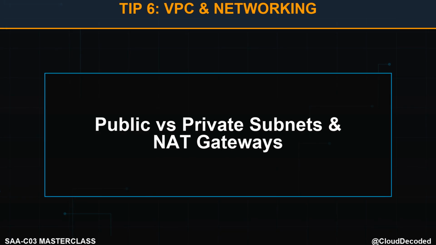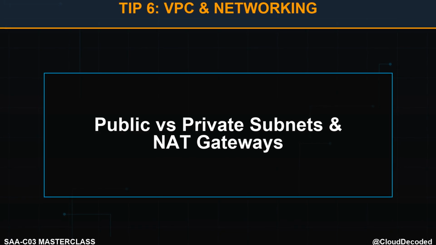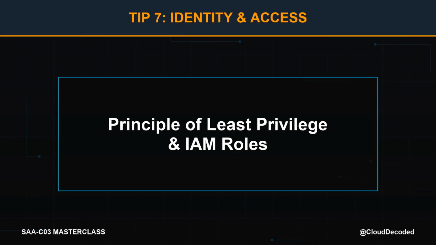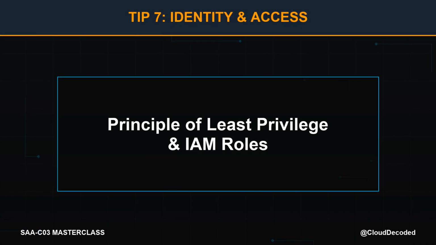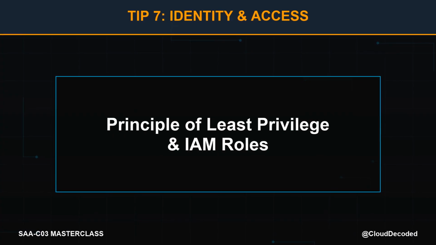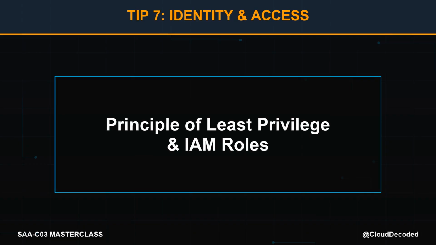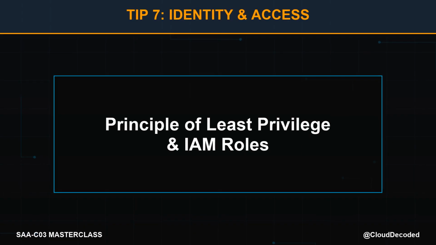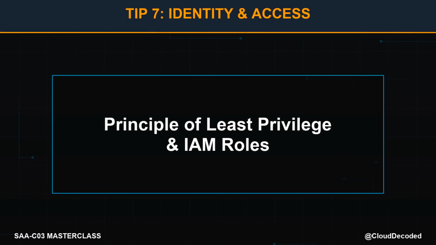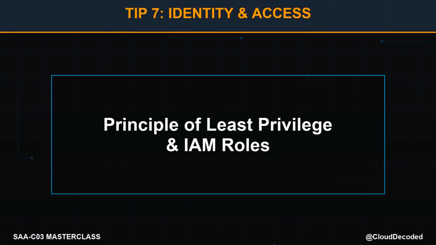Network ACLs are stateless and operate at the subnet level. Tip 6. IAM and the principle of least privilege. This is Job 0 on AWS. Always give users the minimum permissions they need. Use IAM roles instead of long-term access keys whenever possible, especially for service-to-service communication.